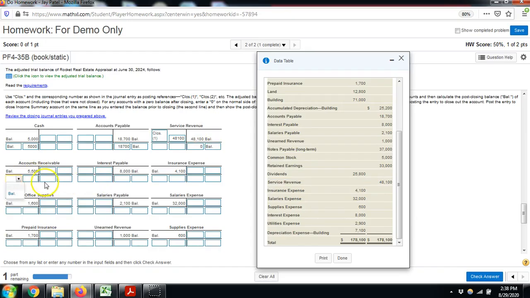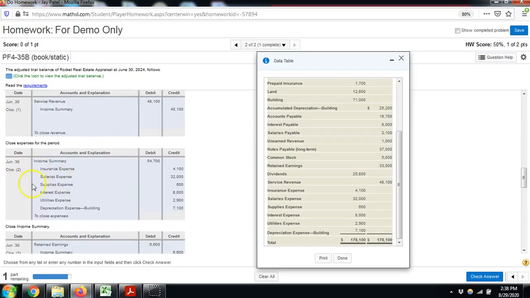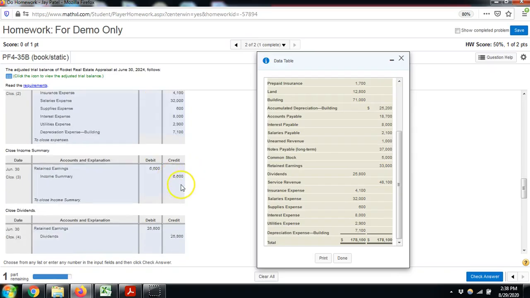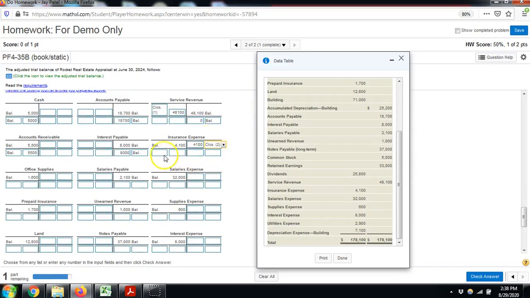Account receivable is unaffected. Again, these balances that are unaffected are permanent accounts that carry forward to the next period without being closed. The expense account was closed in this closing entry here. You see that there's a credit of this 4,100. The balance is 0.